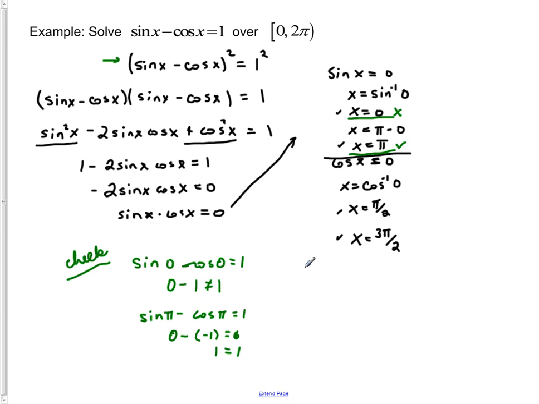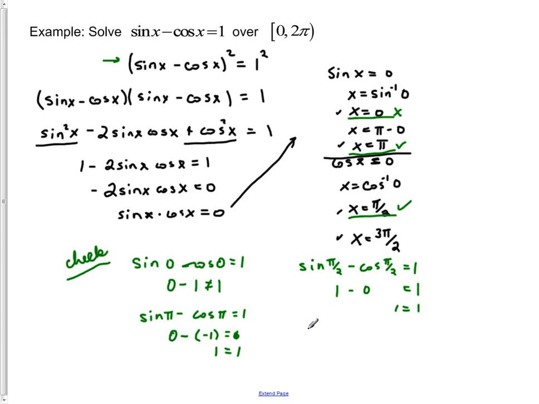Just checking some of our others right here. Let's see what happens at x equals pi over 2. If we take sine of pi over 2 minus the cosine of pi over 2, we should get 1 if the equation is true. Of course, we get 1 minus 0 is equal to 1. That's true. So x equals pi over 2 is a solution.